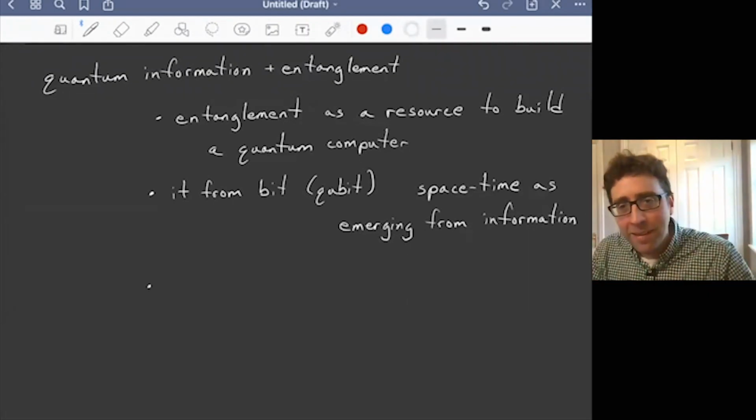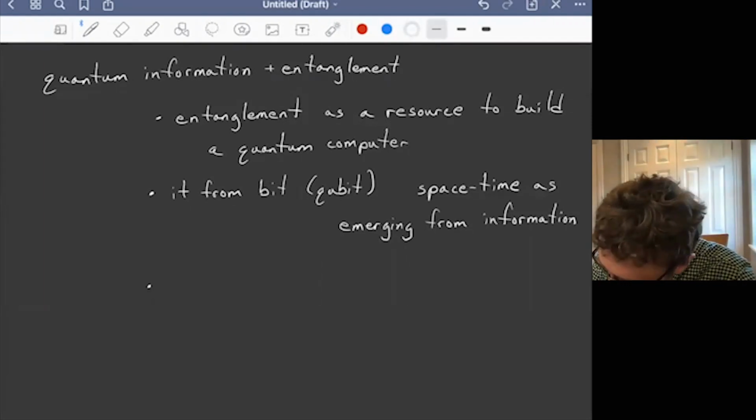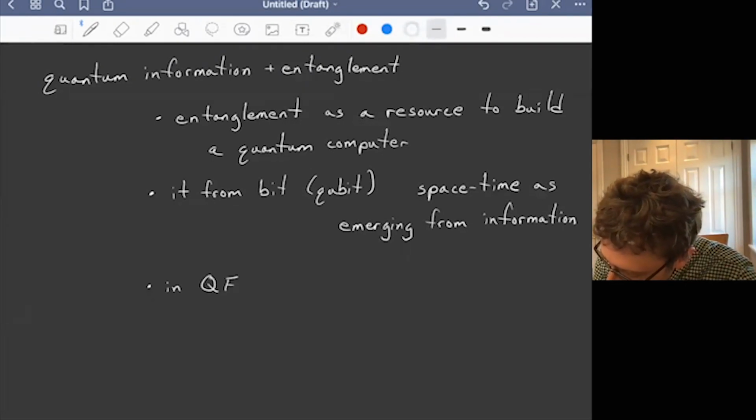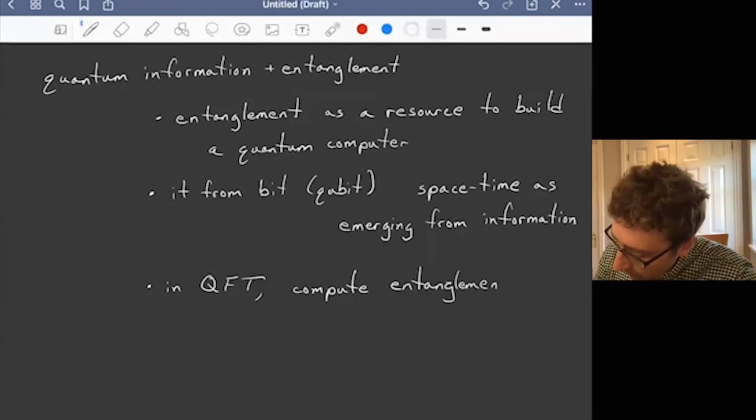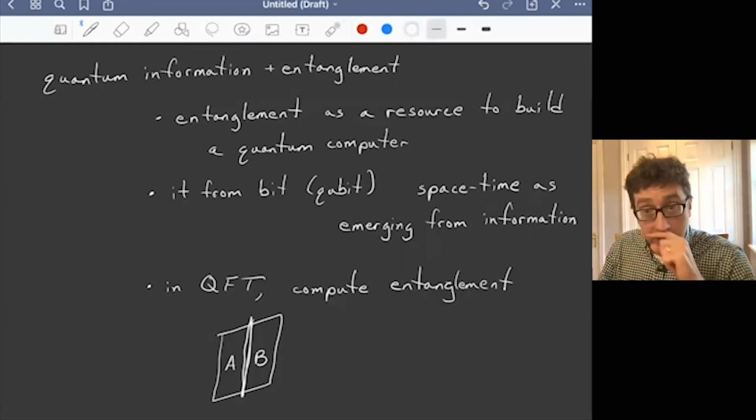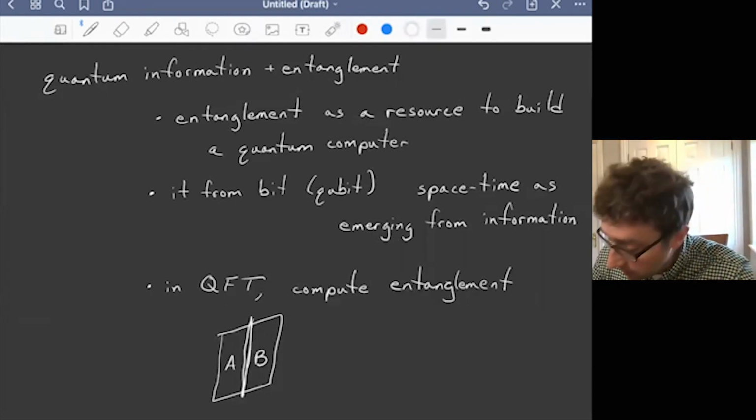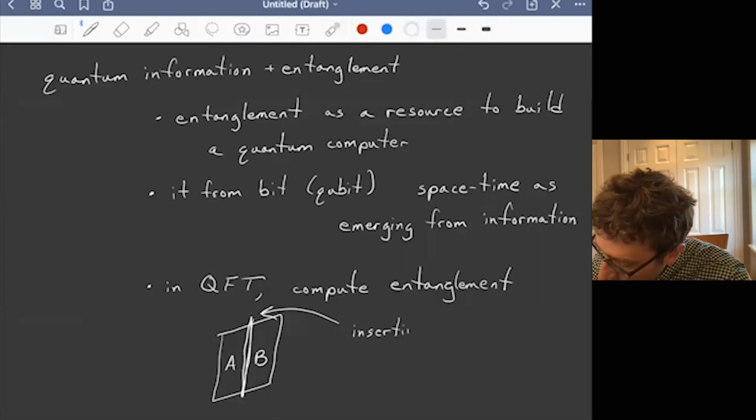So how am I going to connect this to boundaries and defects in conformal field theory? I'll just note that in a quantum field theory context, if you're going to compute entanglement, or quantum entanglement, a very natural setup to use is you have your space and you divide it into two spatial regions. We'll call them A and B. And you can think about computing the entanglement between those two regions. And to do that, there's a technique which involves inserting what's known as a twist defect.